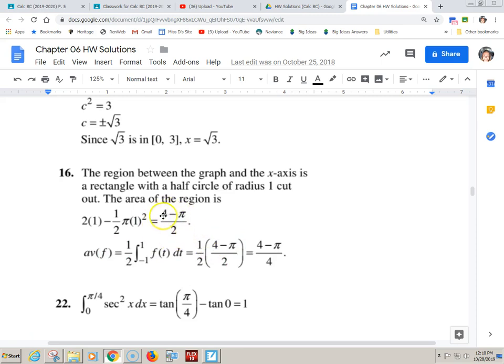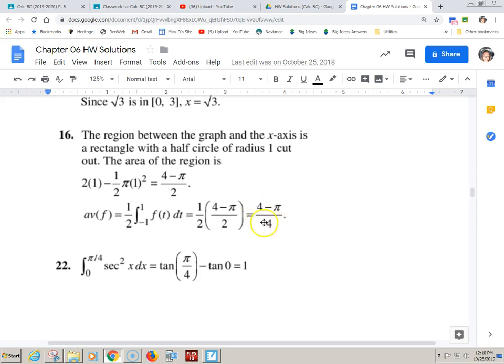Careful. That's not the average value. That's the definite integral part. The average value is 1 over b minus a. So we had that times 1/2, hence why the final answer is π over 4. Or I guess you could have 1 minus π over 4, but that's kind of awkward.